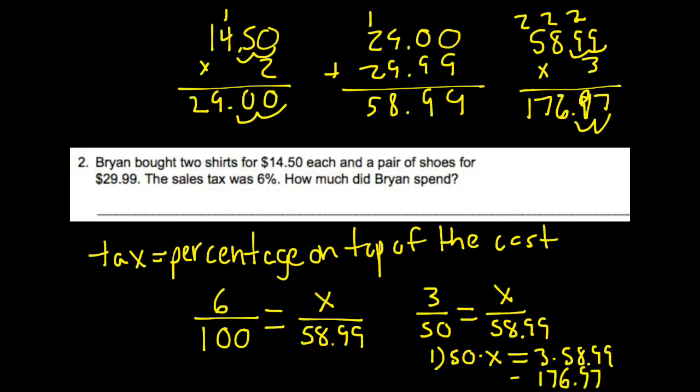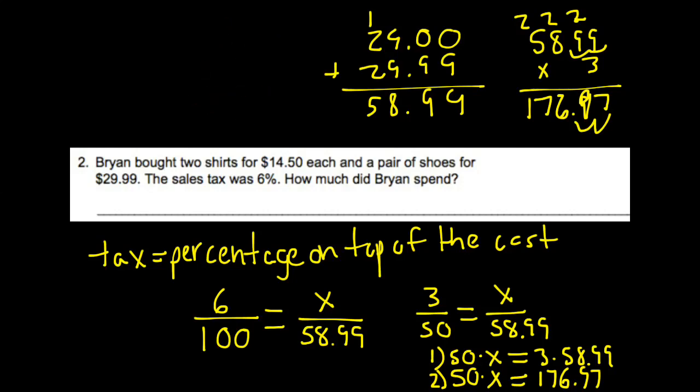176.97, but I still need to divide that by the number in front of x, which is 50, or the number in front of my variable. So I'm going to find some space over here. I'm going to erase this to create room. So I've got 176.97, and I'm going to have to divide that by 50.